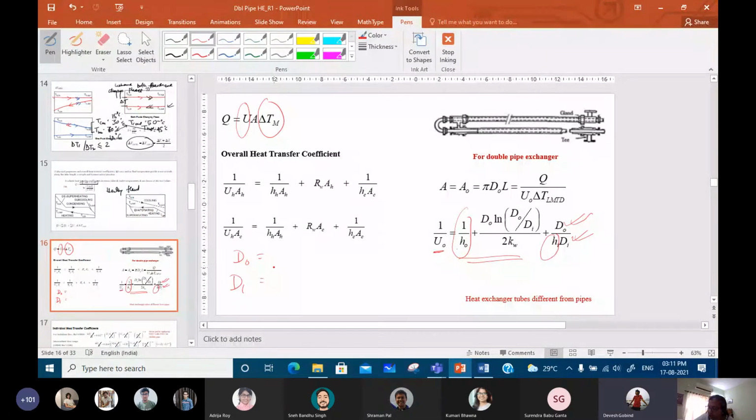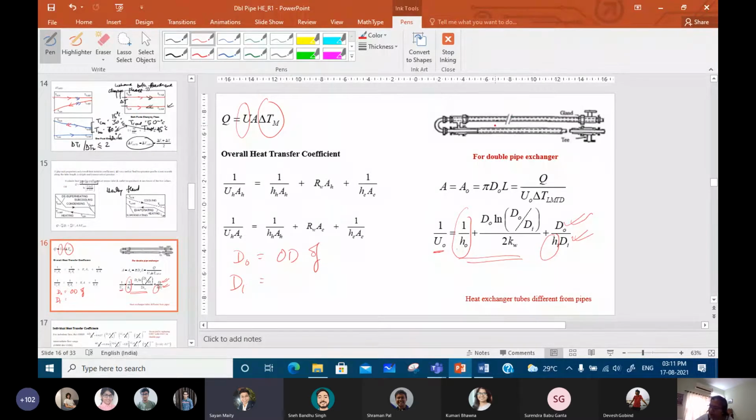Outer diameter and inner diameter. Of what? Outer diameter of what? Of the heat exchanger tube. Inner tube or the outer tube? There are two tubes. Now, one is the inner tube and the other is the outer tube. Outer tube. Outer.